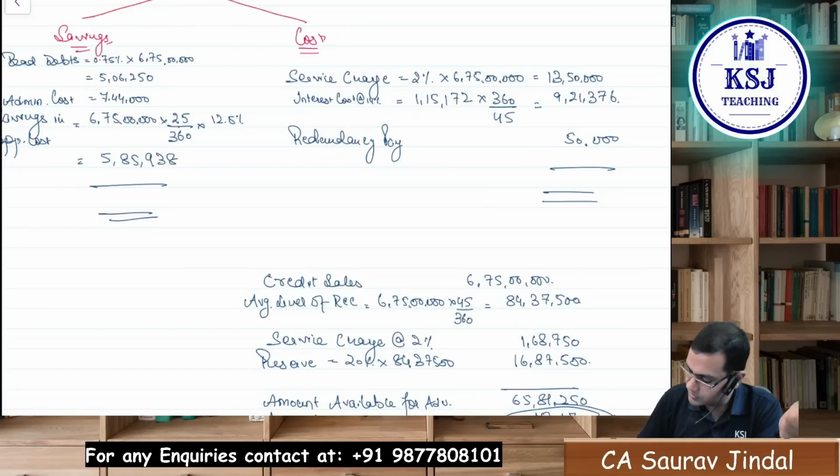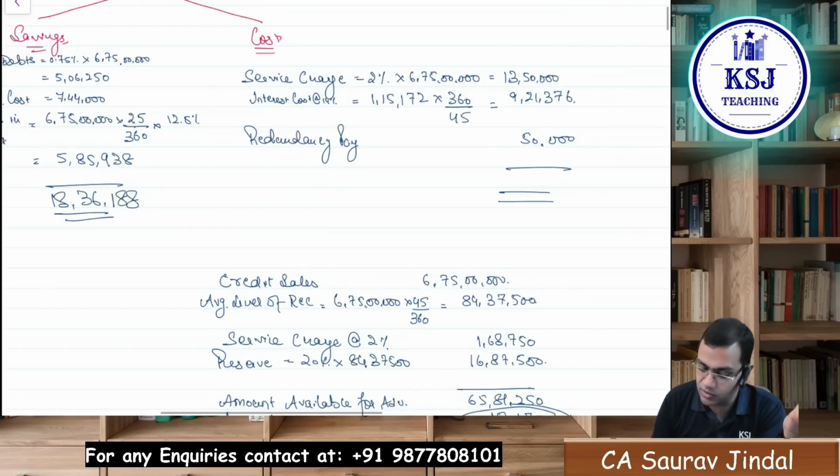5,06,250 plus 7,44,000 plus 5,85,938. Total savings is 18,36,188. What is the total cost? That is 13,50,000 plus 9,21,376 plus 50,000. That comes to 23,21,376. Now, what is the question asking?